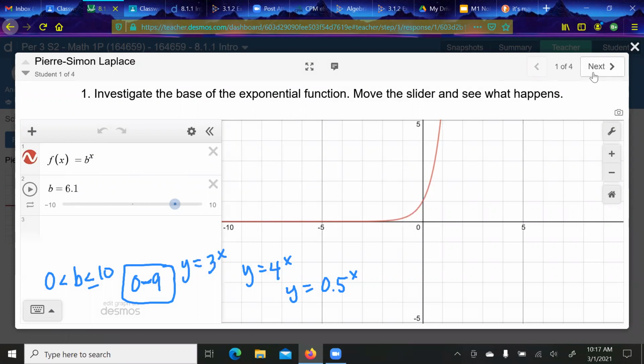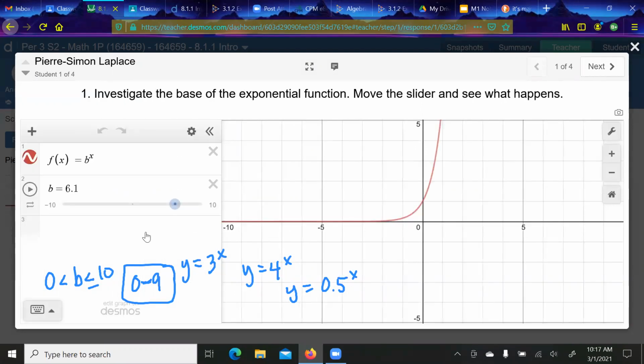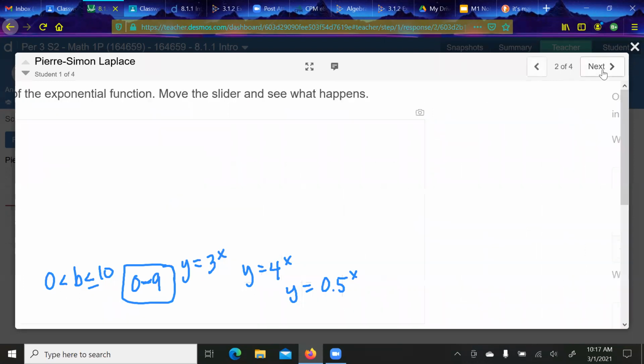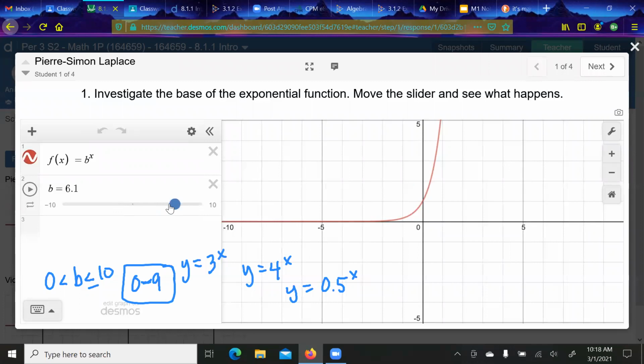And if I go to the next person, this is the next slide. We're going to answer that. So after you slide this slider back and forth and watch what happens to the graph, then you're going to go to the next slide and you're going to answer this question. On the previous slide, you made changes to the b value in the equation y equals a times b to the x. What happened to the graph when b equaled 1? So make b equal 1, go back and slide this over till b equals 1.